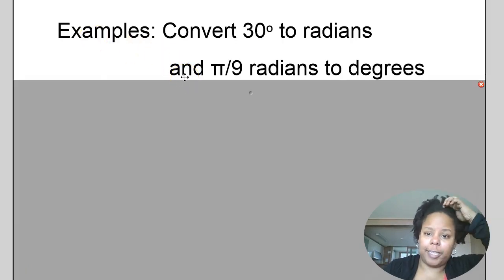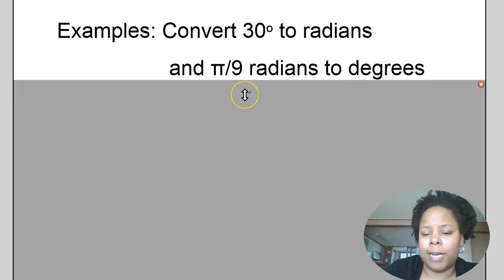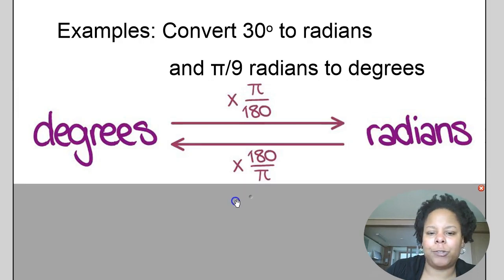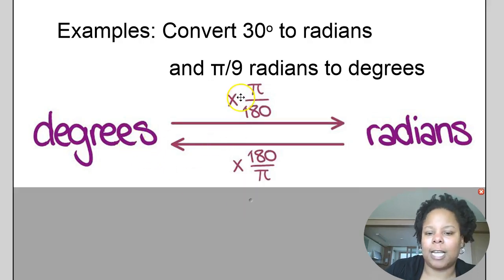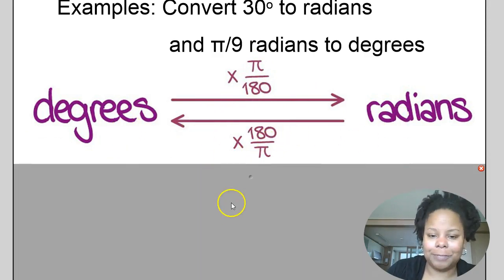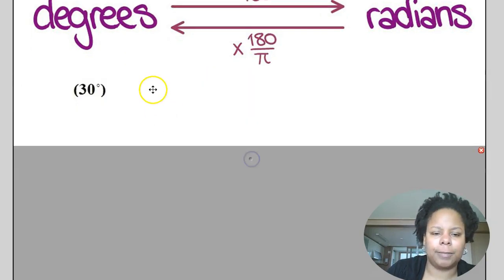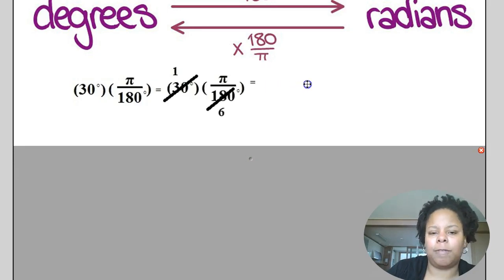Let's convert 30 degrees to radians and pi over 9 radians to degrees. And one of the easiest ways is to use this relationship. Degrees times pi over 180 is equal to radians, and radians times 180 over pi is equal to degrees. And so if we take a look at 30 degrees, we multiply by pi over 180, and using simplifying, pi over 6 radians is our answer.